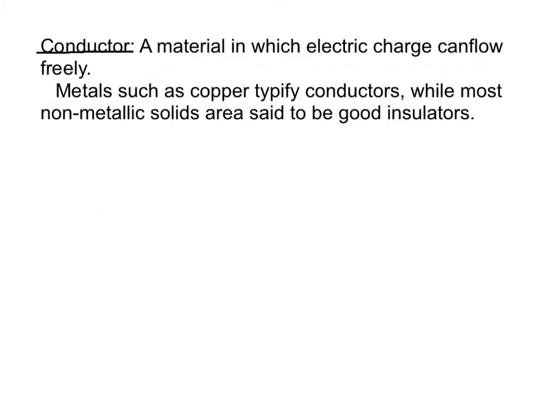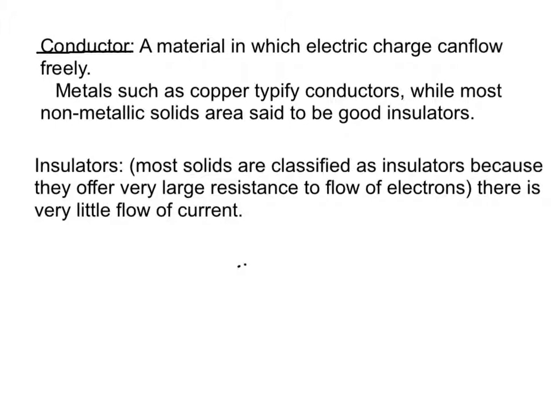A conductor is a material in which electrical charge can flow freely. Metals like copper, silver, and aluminum are typical good conductors, while most non-metallic solids are good insulators. Insulators, which are things like glass, rubber, and air, are classified as insulators because they offer a lot of resistance to the flow of electrons, so there's very little flow of current in an insulator. Insulators tend to hold their electrons in place very strongly, whereas conductors tend to allow their outside electrons to flow very freely.